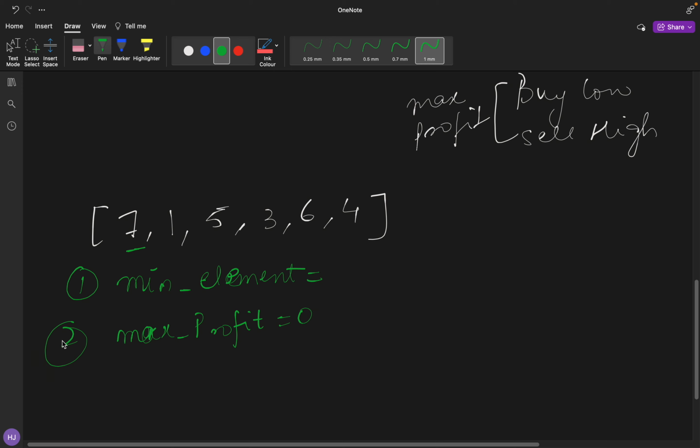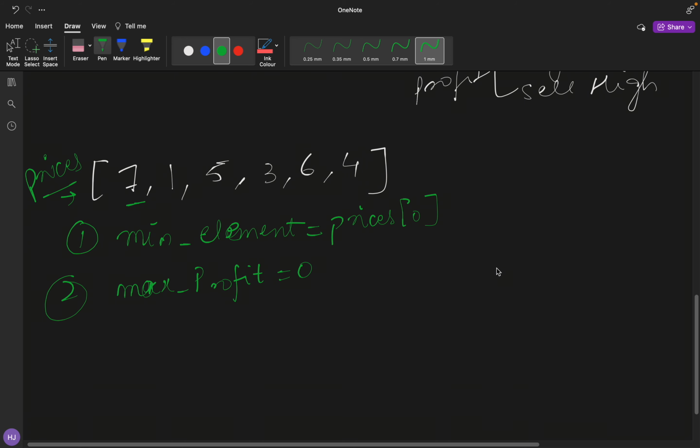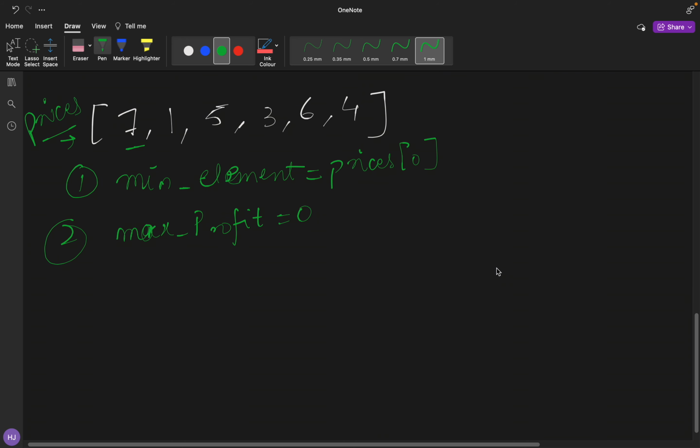Talking about the first element in this array of prices, can we buy and sell the stock on day 1? No. So at any one point I will assume that my minimum element is prices of 0. If we buy one stock, then only we can assume that. So let's assume our minimum to be prices of 0, because buying and selling it on day 1 is not allowed.